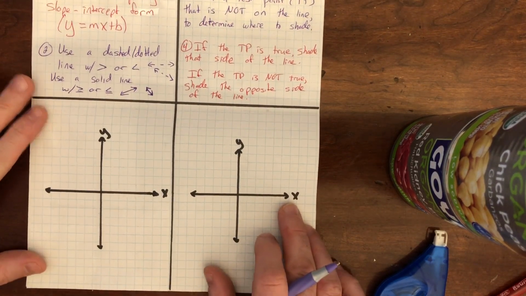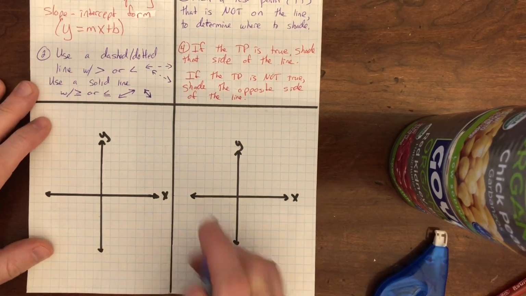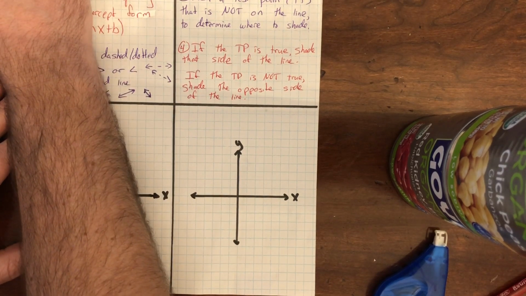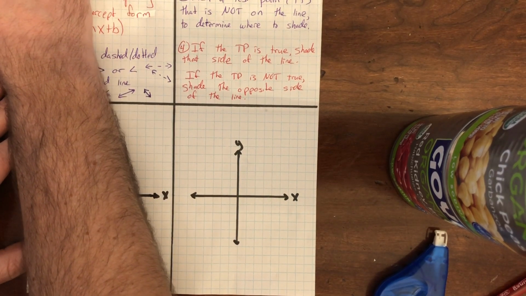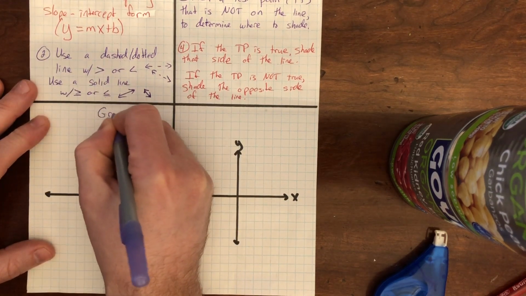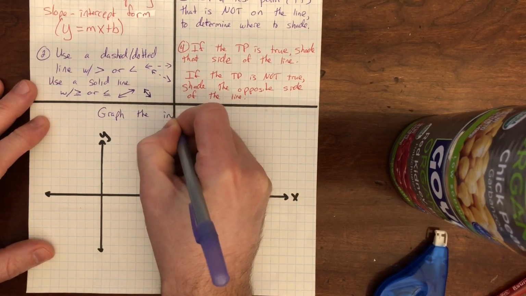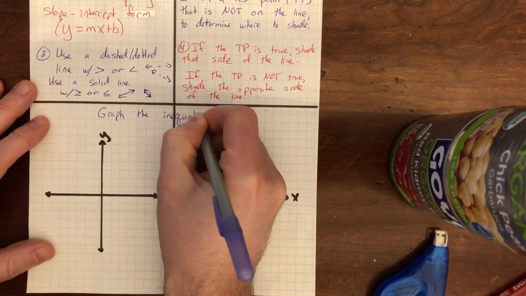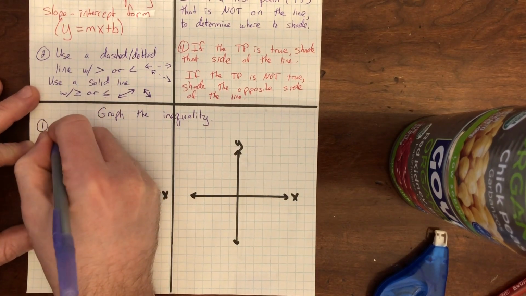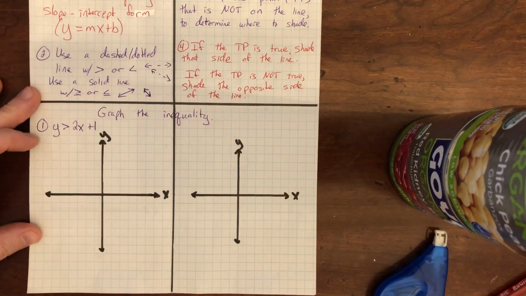All right, so we have our first 2 graphs I've already drawn here. If you need to pause the video, that's totally fine. The directions are basically just going to be: graph the inequality. So number 1 is going to be y is greater than 2x plus 1.